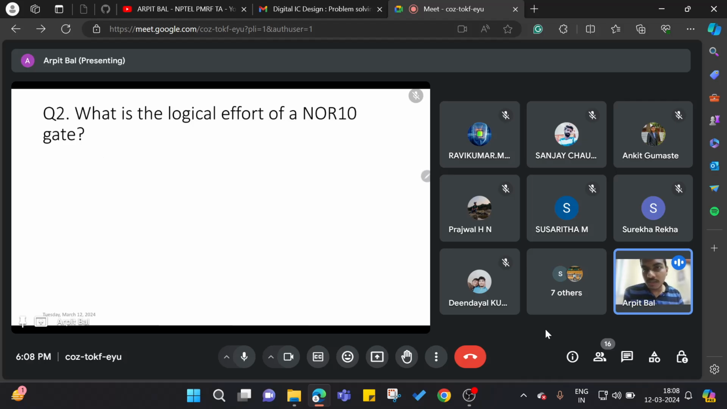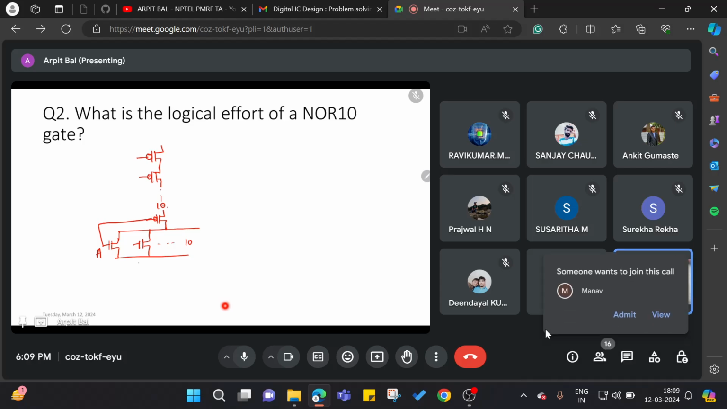So can someone tell me what will be the structure for NOR 10? Parallel connection for NMOS and series connection for PMOS. Yeah. Okay, so we will have similarly 10 such connections for PMOS, and we'll have 10 such connections for NMOS.